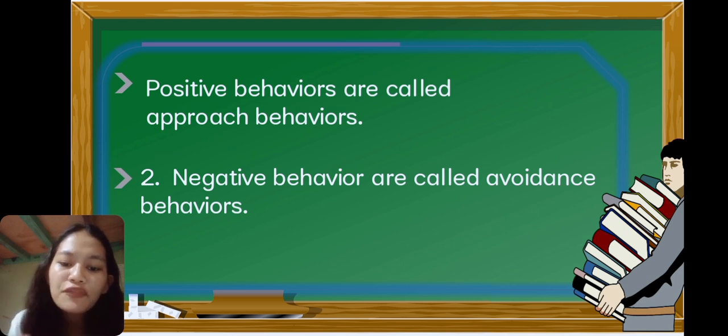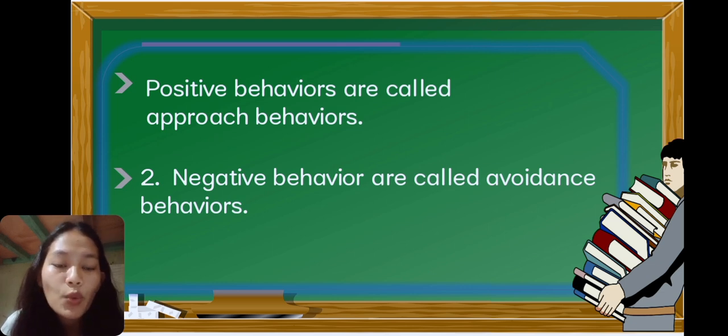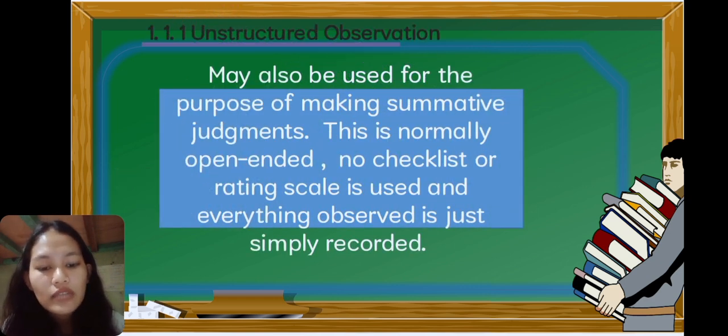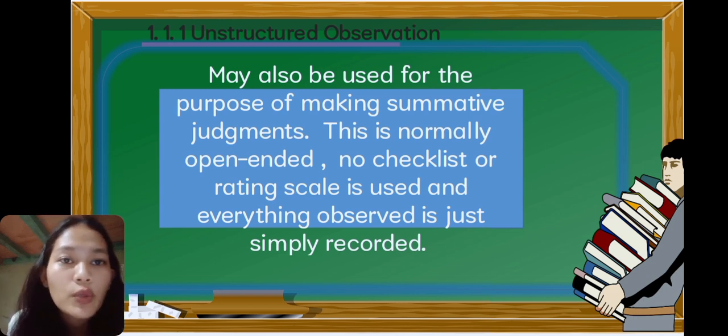After the list of behaviors has been developed, the teacher needs to decide whether to use an informal, unstructured observation, or a formal and structured one. These two types differ in terms of preparation and what is recorded. We have here first the unstructured observation.